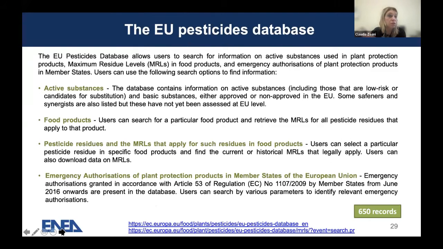What is very important and useful is the EU pesticide database that allows users to search for information on active substances used in plant protection products, maximum residue levels for the different active substances in food products, and emergency authorization of plant protection products in the member states. Here you have the links for accessing the database that currently includes 650 records and allows search by active substances. You can search by food products. You can search for specific pesticide residues and MRLs, and you can search per emergency authorization. So there are several search criteria.